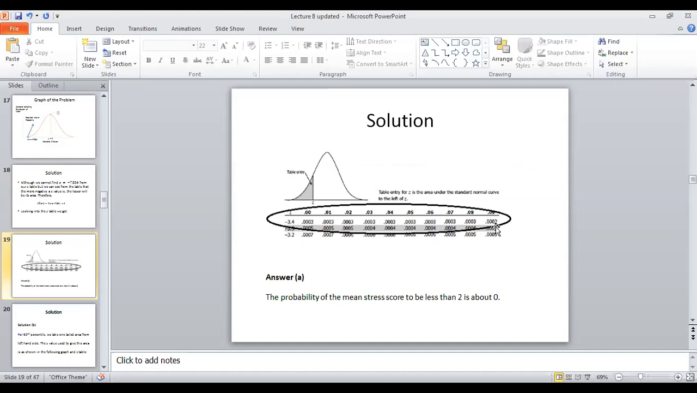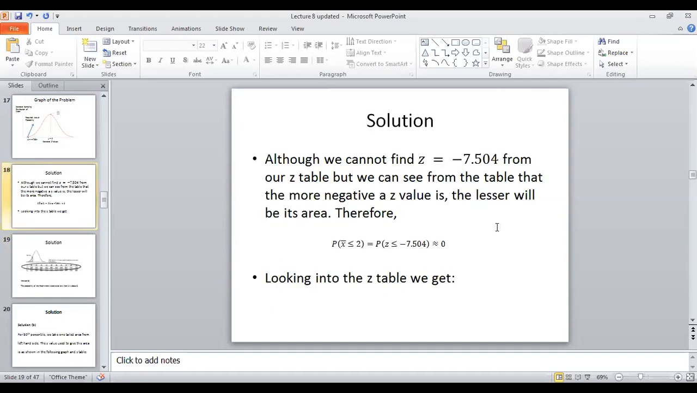And as we move further away from the 0, that is, as we move further into the negative region, this probability would be reducing much lower. So we can assume that since 7.54 is very, very far away from the 0 mean, the probability could be taken as approximately equal to 0.